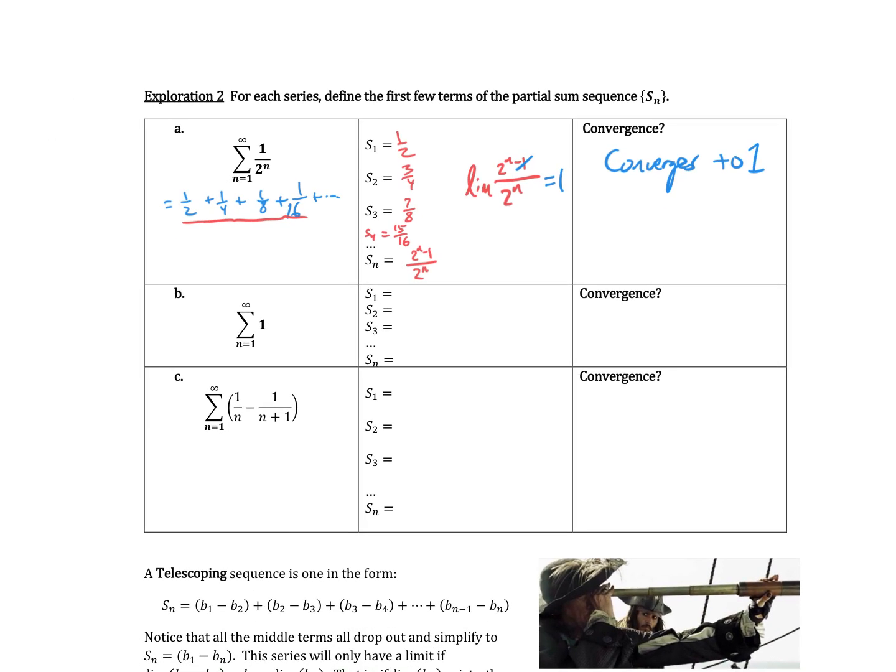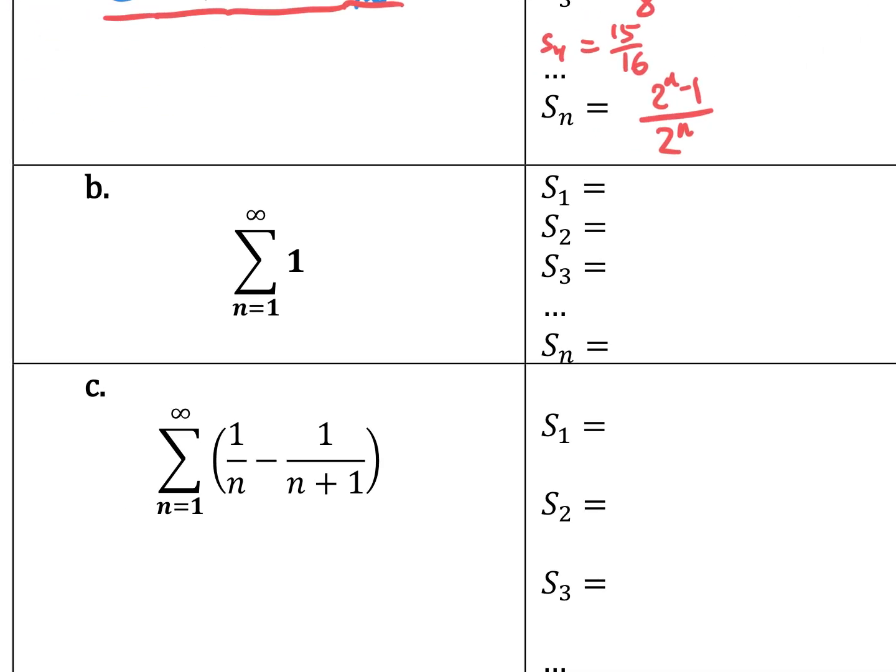Okay, what if we just have the sum of 1? Well, this means the first term, when you plug 1 in for n, well, there is nowhere for n, so the first term is 1. The second term is, when you plug in 2, it's 1. And the third term is 1, so on and so forth. Because there's nowhere to put the n in, so it never changes. It's a constant sequence. So now let's add up the series here.